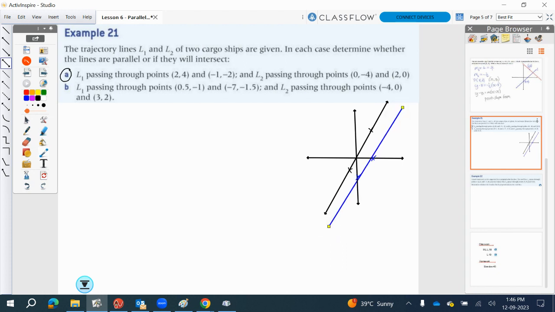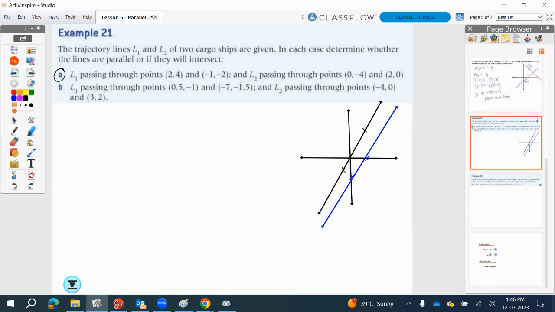They would be parallel. If they're going to be parallel, they're not going to be perpendicular. We can tell it looks like they're going to be parallel. We have to prove it. How can we prove it? On slopes. Find the slopes.